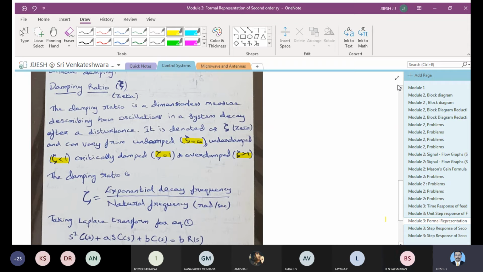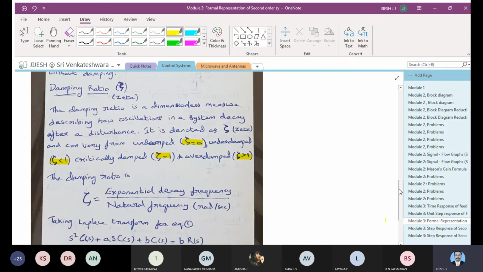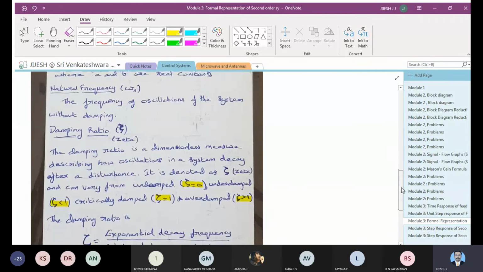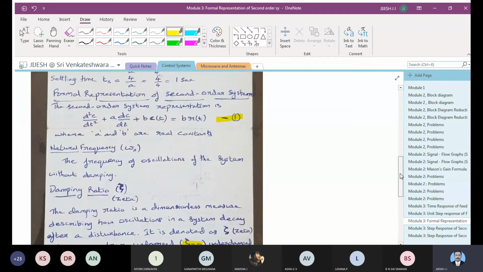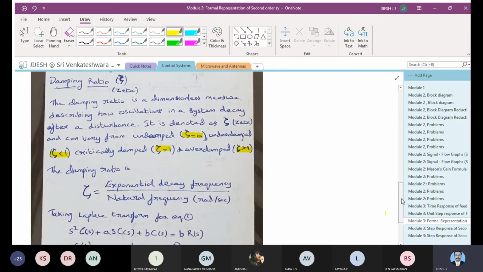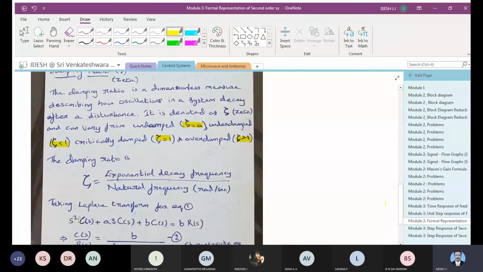Yes, sir. Okay, so let us go back to equation 1 here. This is equation 1. If you try to take the Laplace transform for that, how can you write it? d square c by dt square plus a into b dc by dt plus b c of t is equal to b r of t. When you take the Laplace transform for that, you can write it as s square c of s plus a s c of s plus b c of s is equal to b r of s, the Laplace transform for this equation.